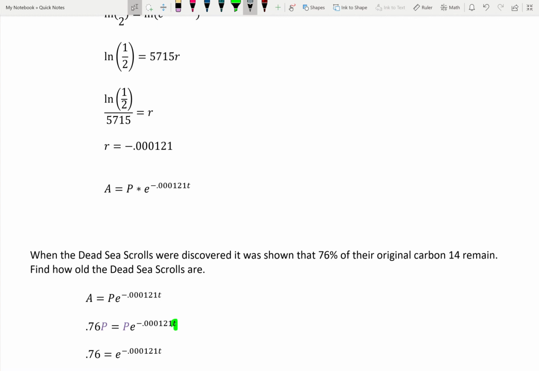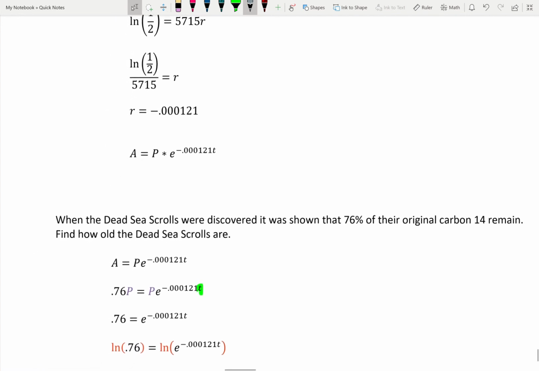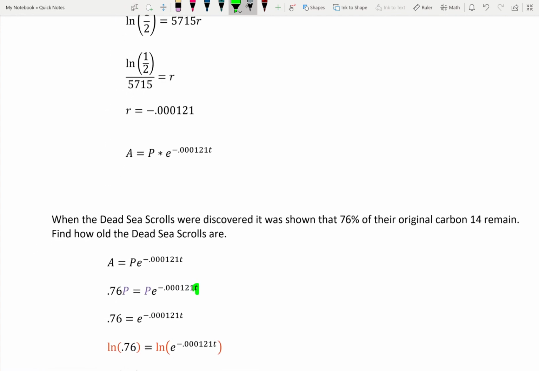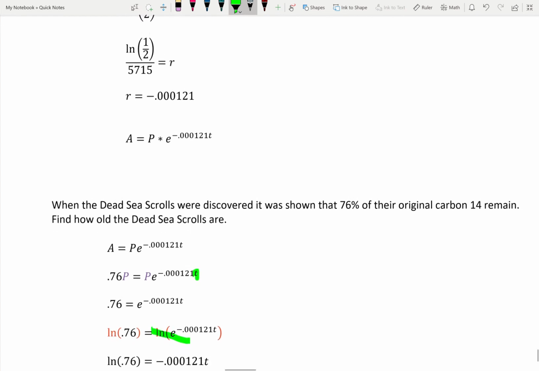Okay, so how do we go about doing that? Well, right now t is stuck in the exponent of this base e. How do we undo that base e? Well, we apply the log base e of it, or the ln function. So if I take ln of both sides, what happens to this e and this ln? They cancel each other out, and I'm just left with ln of 0.76 equals negative 0.000121 times t. So guess what t is?